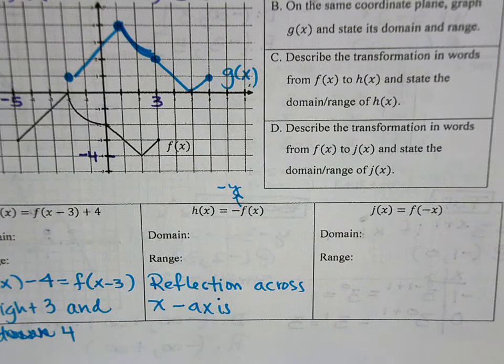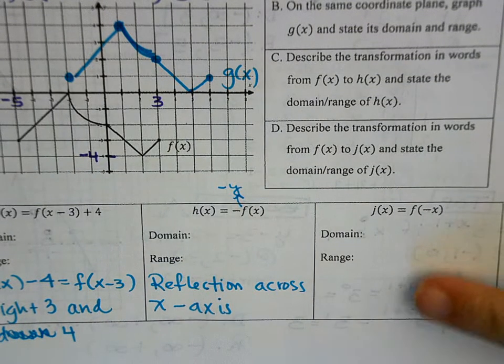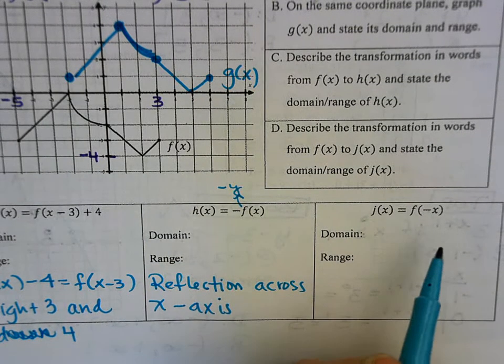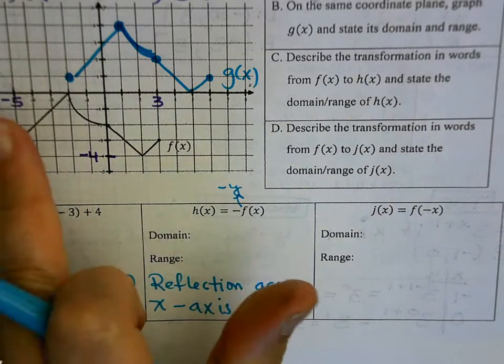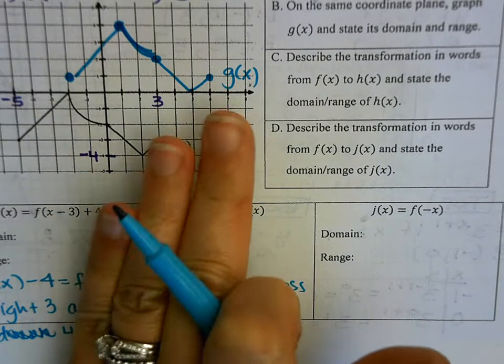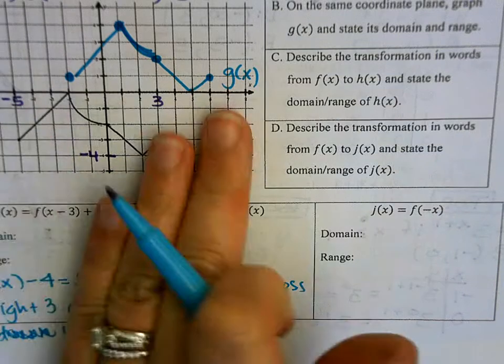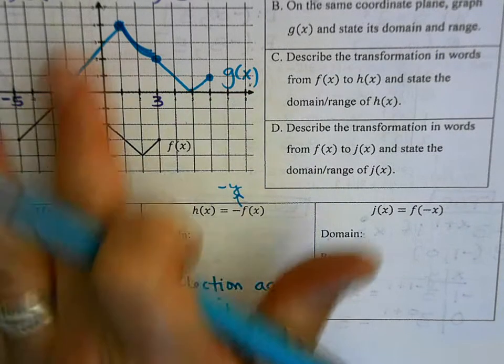And then this one right here, this is a negative x, so that means the x's are opposite. So if the x's are opposite, if it was negative, it'll turn positive, and anything positive will turn negative. So it's going back and forth this way, so it's going across the y-axis.